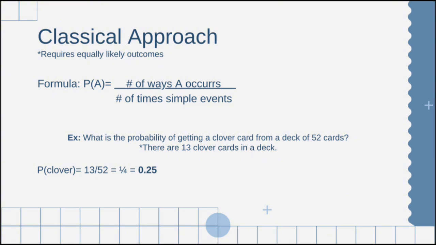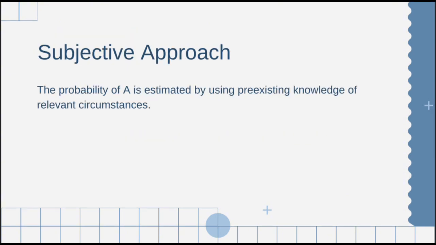The third approach I have is subjective probabilities, and this is when you try to figure out the probability of a specific event occurring by estimating it using pre-existing knowledge of relevant circumstances. So if you know when you're driving that you haven't ever been in a car accident before, then you can use this information to say, most likely I'm not going to get in a car accident when I'm driving the car. It's basically using your mind to be able to figure out an answer, but it's not necessarily using specific numbers. Sometimes it can be, but not always.